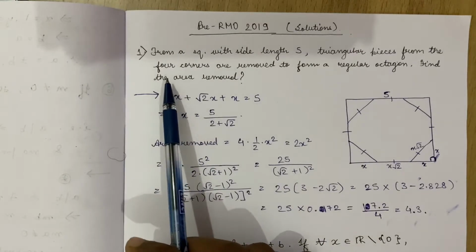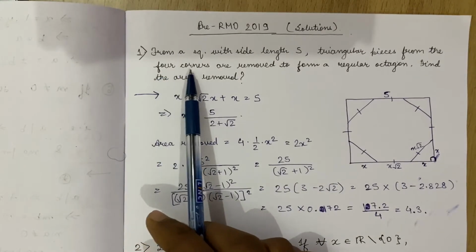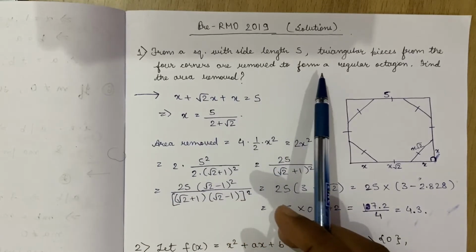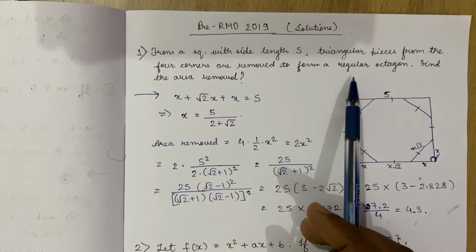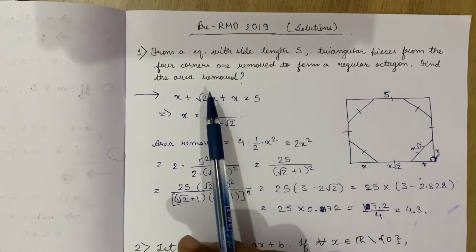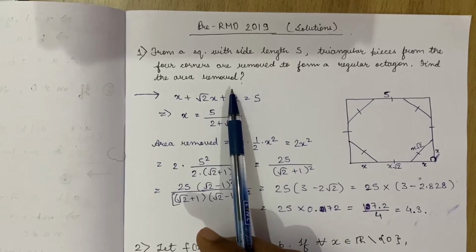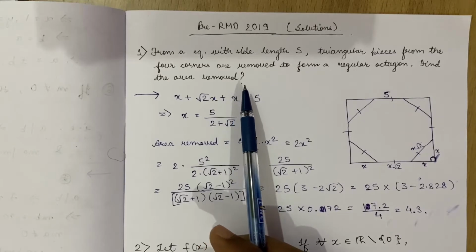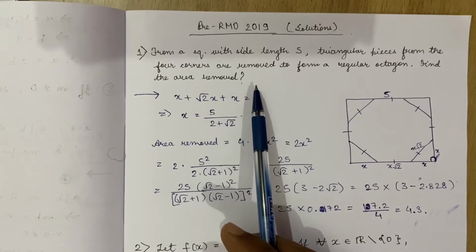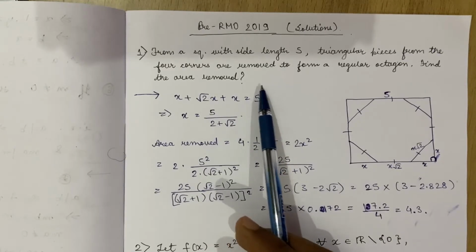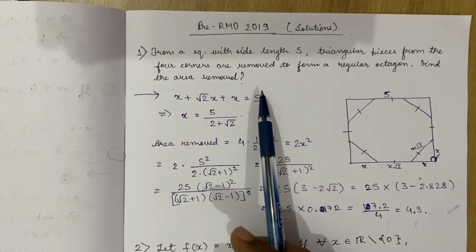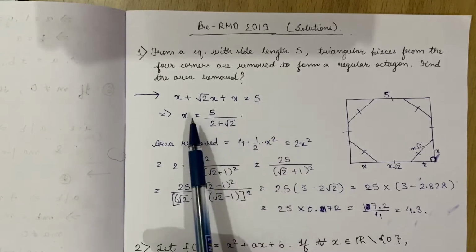So the question says that from a square with side length 5, triangular pieces from the four corners are removed to form a regular octagon. Then find the area removed. So for pre-IMO, the answer to the question should be integers. So we have to write the answer to the nearest integer. The integer could be any two-digit positive number or 0.